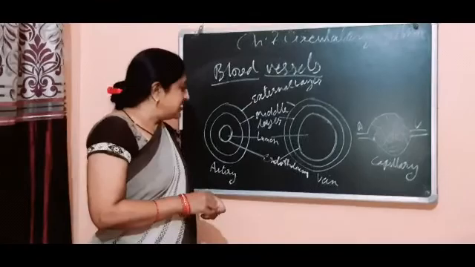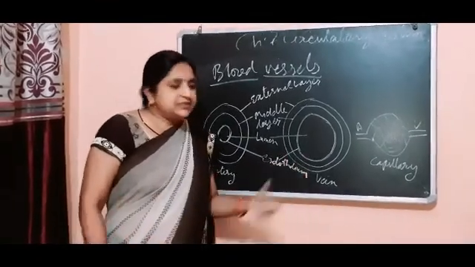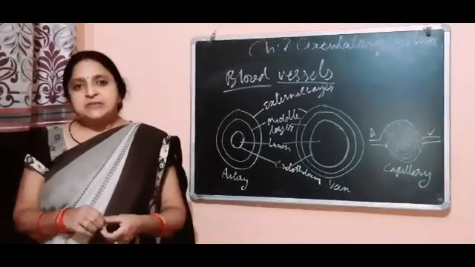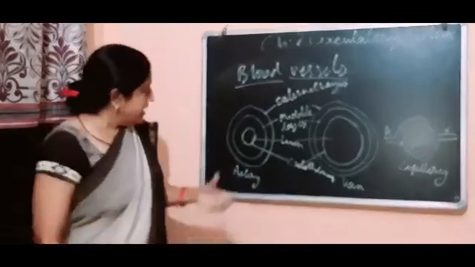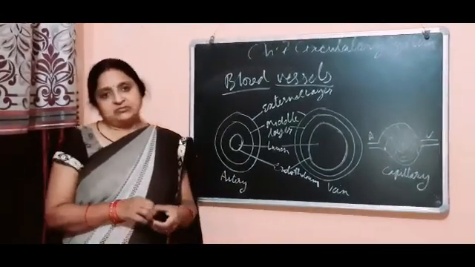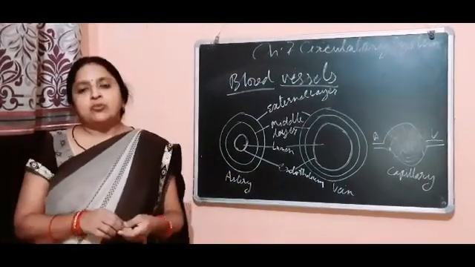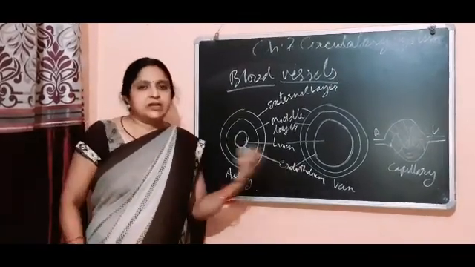And the second functional difference is that veins collect the blood from all parts of the body, and the artery distributes the blood to all parts of the body. This is all about the artery and veins.